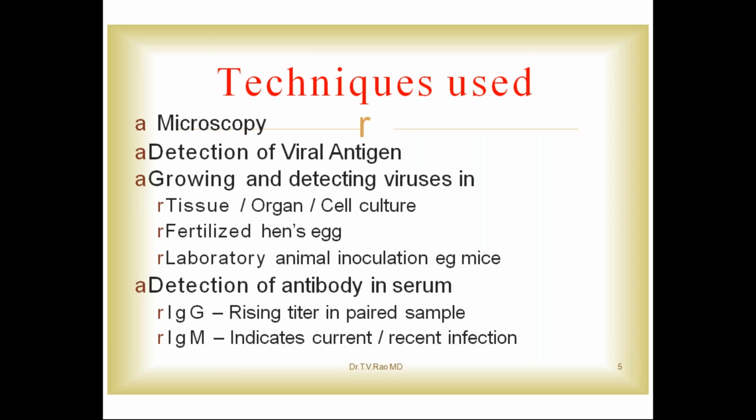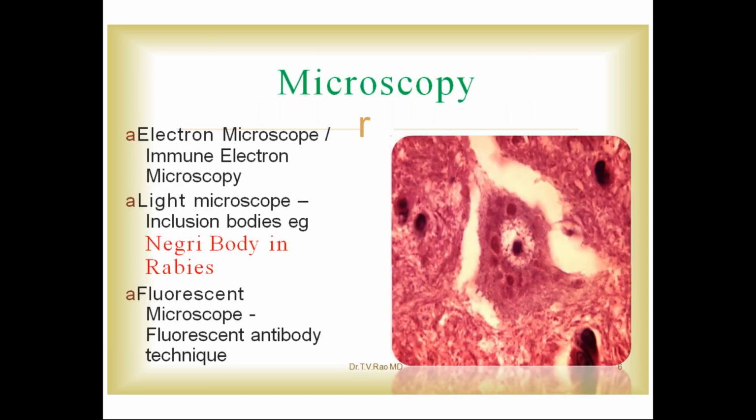These are the techniques used for the detection of the viruses. Suppose microscopy, all of you know the electron microscope we have to use, not simple microscopes. This is the immune electron microscope. Electron microscope for viruses. By exception is light microscope, where inclusion bodies are detected. Inclusion bodies, for example, pox virus inclusion bodies.